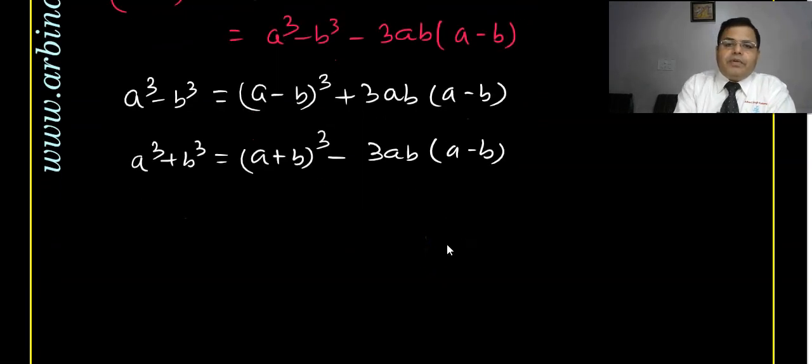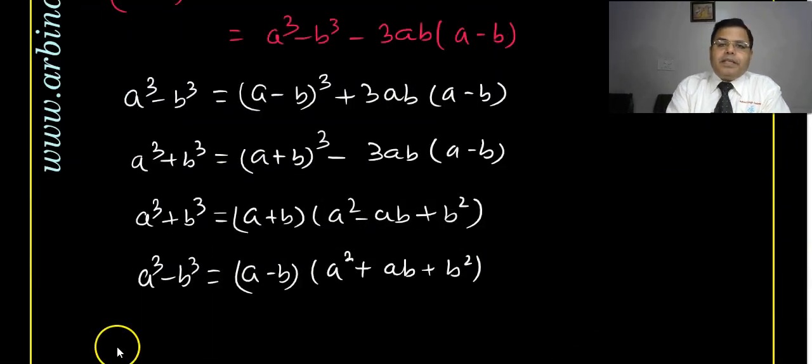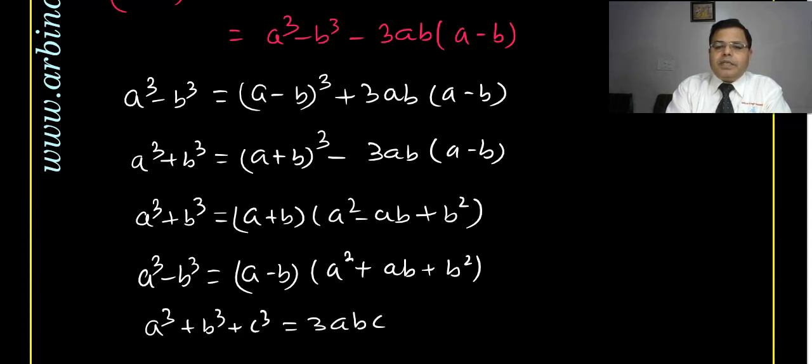Some factor forms are also required, that is a cube plus b cube can be written as (a plus b) into (a square minus ab plus b square), and also a cube minus b cube is (a minus b) into (a square plus ab plus b square). So these are some, apart from the basic formulas, just a reminder. One more formula is there, let me remind you: a cube plus b cube plus c cube is equal to 3abc if a plus b plus c is equal to 0, right?